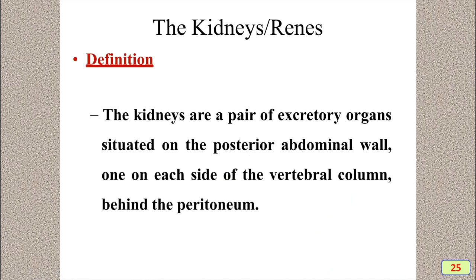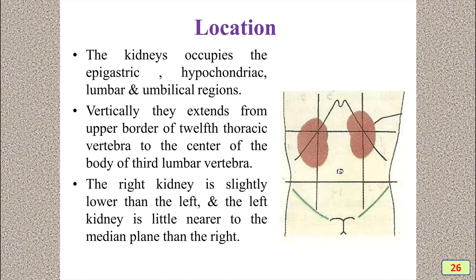Then the kidneys, also called the reins, are a pair of excretory organs situated on the posterior abdominal wall on each side of the vertebral column below the peritoneum. The location of the human kidney is like this. The right kidney is slightly lower than the left kidney in human beings, and it is also very similar in other domestic animals.